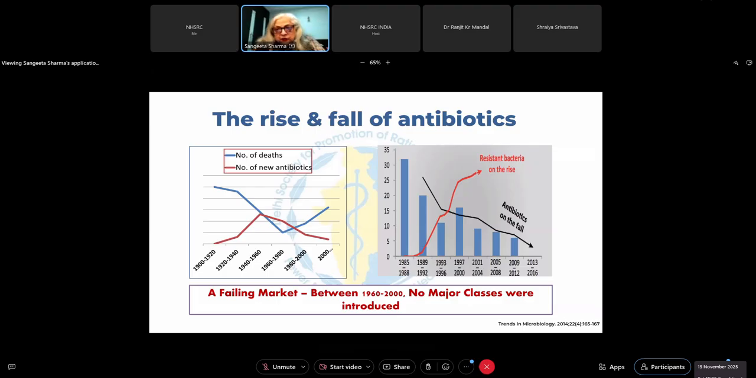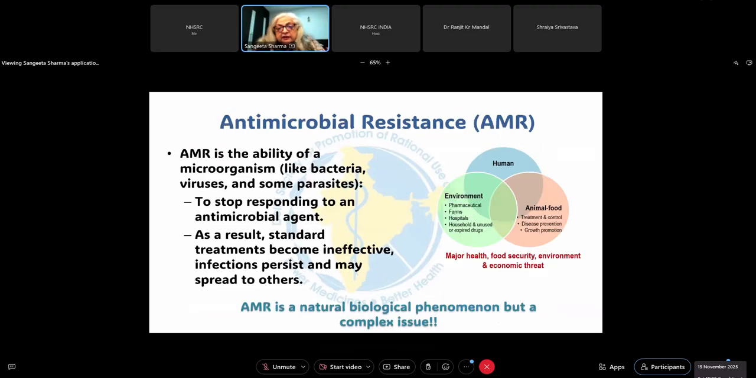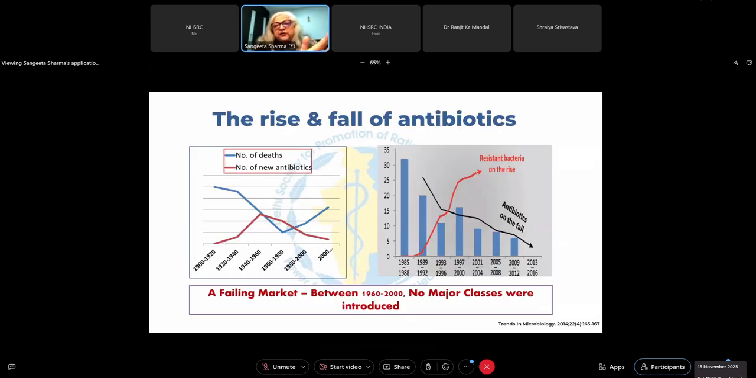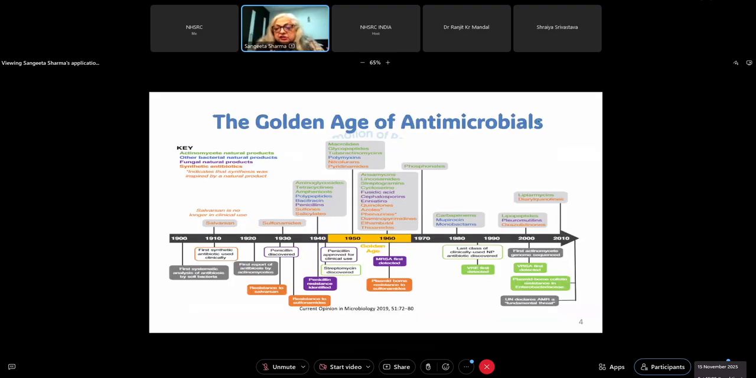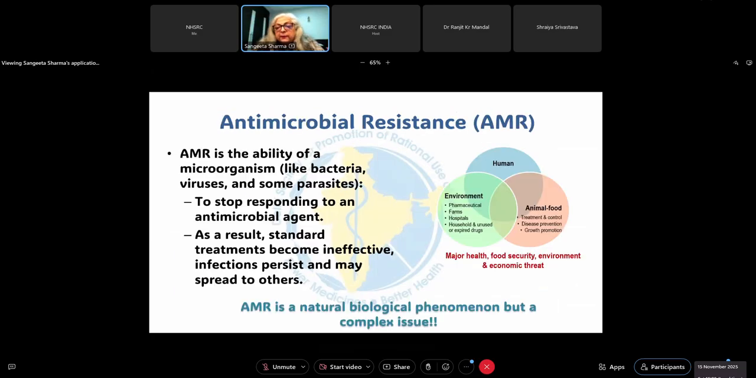After 2000, for nearly two to three decades now, we haven't had a new antibiotic available. You may be seeing new drugs coming in, but remember, these are generations. You will find generations of cephalosporin, generations of fluoroquinolones, like that, but no new class of antibiotic is being discovered. So this is something very worrying. That signals the need for preserving the existing antibiotics.